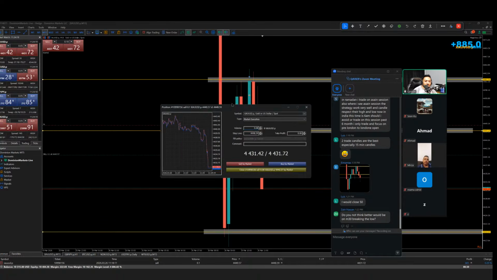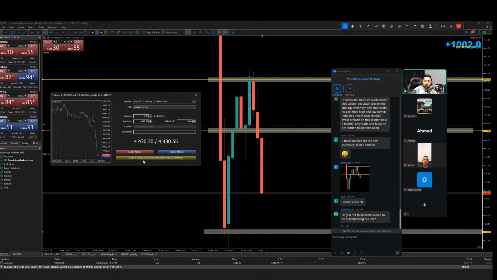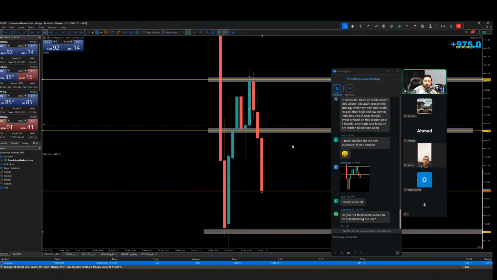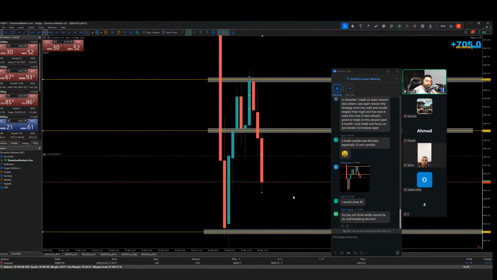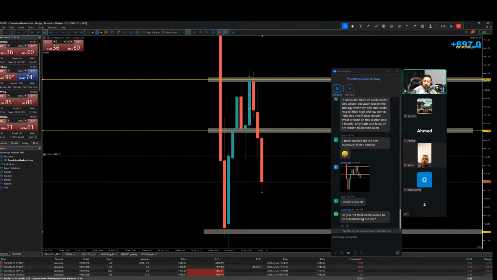Here you go. Here you go. Here you go. 100 pips. Close 80%. Bringing my stop loss to break even. Okay. Now I think I recovered my loss. Oh, I recovered my loss easily. See?